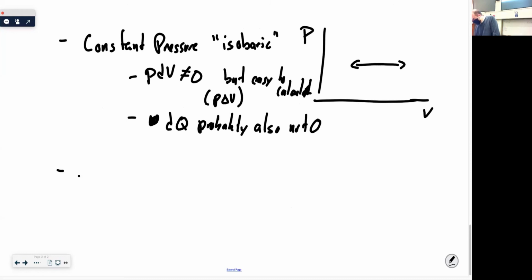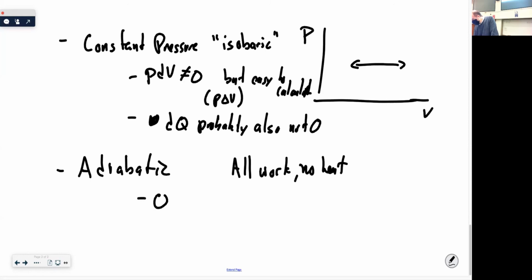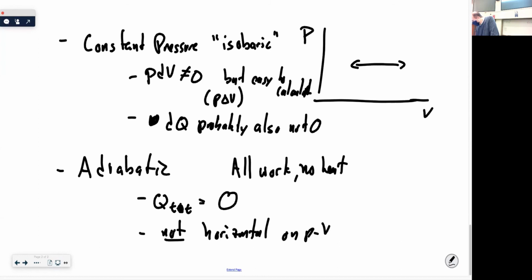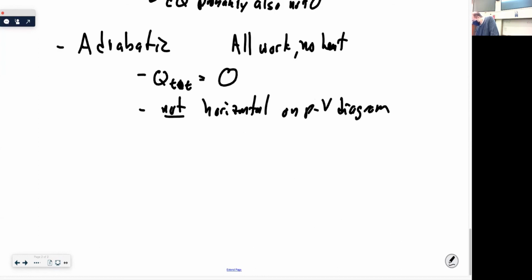Okay, how about adiabatic? This is another common one you run into. Adiabatic literally means all work, no heat. So in this case, Q total equals 0. And the only way you're changing the energy of the system is by letting it do work or doing work on it. You might think this would be a perfectly horizontal line on the PV diagram, but it's actually not. We'll talk about what it is later.